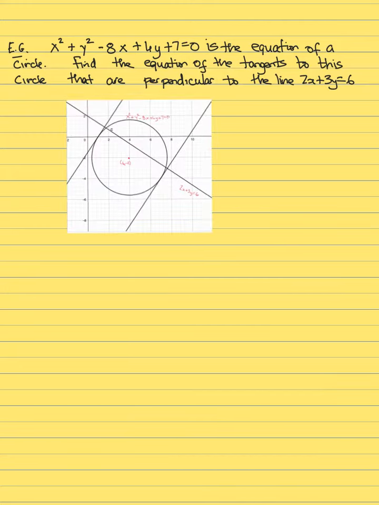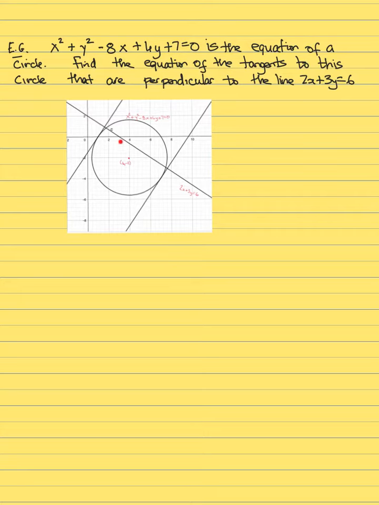Now in this diagram we can see the circle x squared plus y squared minus 8x plus 4y plus 7 equals 0, and we can very quickly see that it has a centre (4, minus 2) and a radius of square root 13, and those two pieces of information make it easy to draw a fairly accurate diagram.